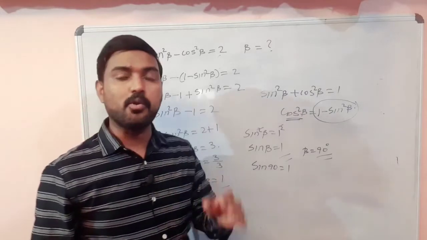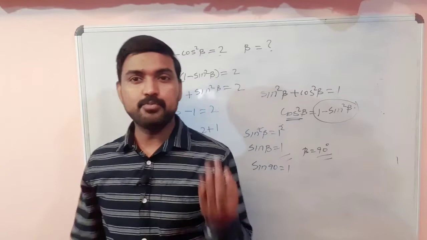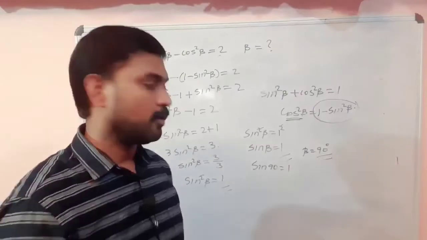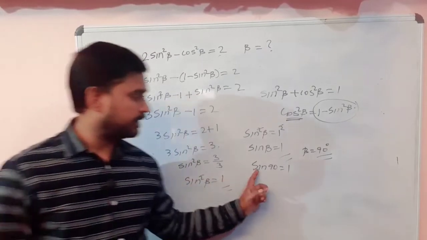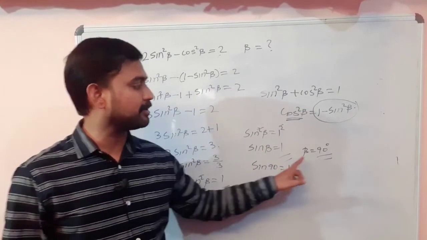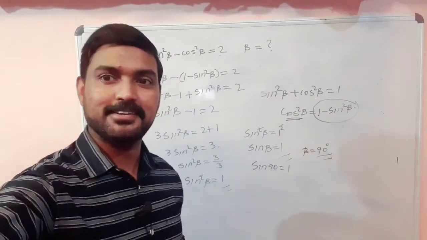Now we want to recall the value of sine. Sine 0 is 0, sine 30 is 1 by 2, sine 45 is 1 by root 2, sine 60 is root 3 by 2. Okay, so we got the answer. Sine 90 is equal to 1, sine beta is equal to 1. So the angle beta will be equal to 90 degrees. So we got the answer. We can go to the next question.